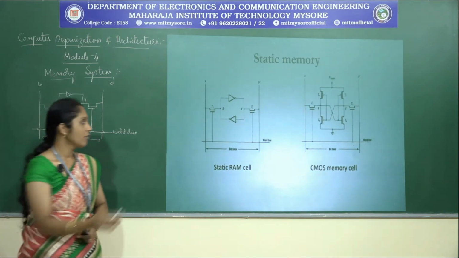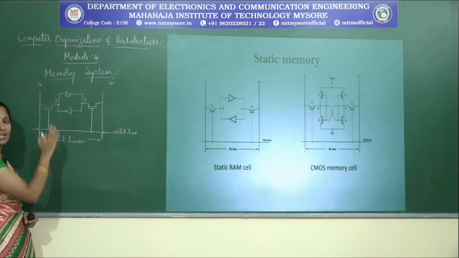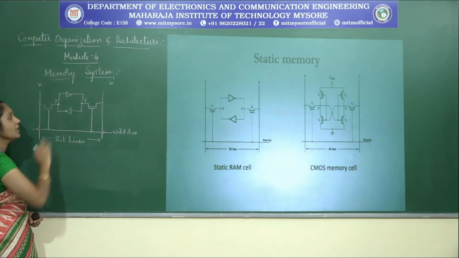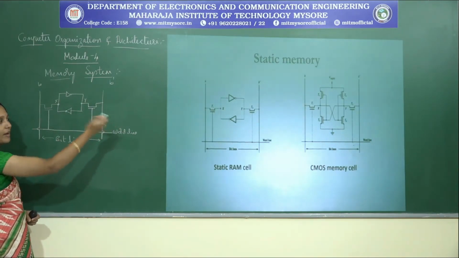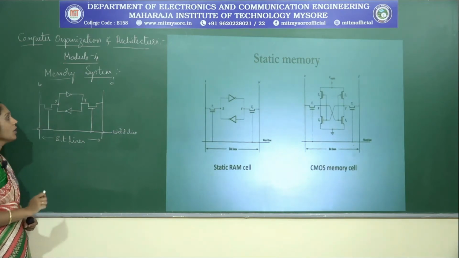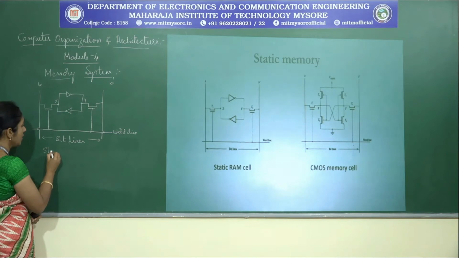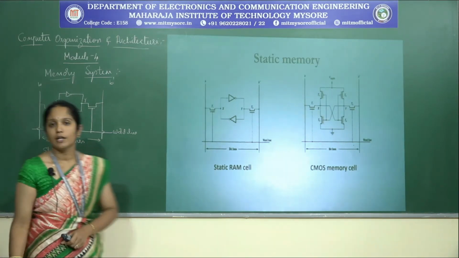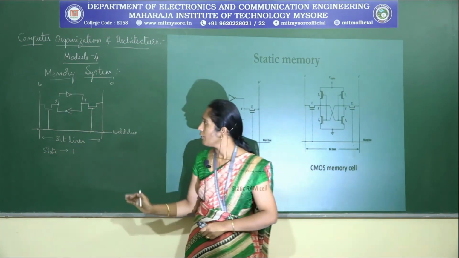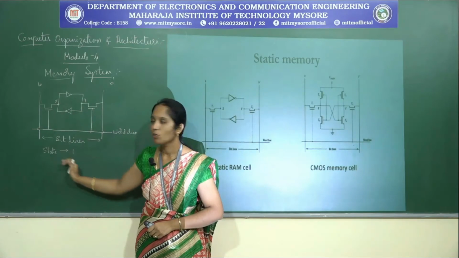I have redrawn the same circuit here so that we can understand it by analyzing the values at different nodes, since I cannot write there. Now let us consider that the state of this cell is 1.